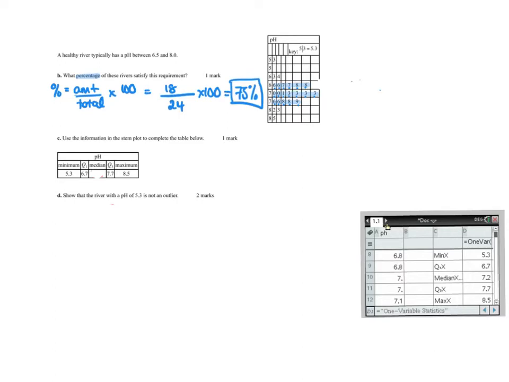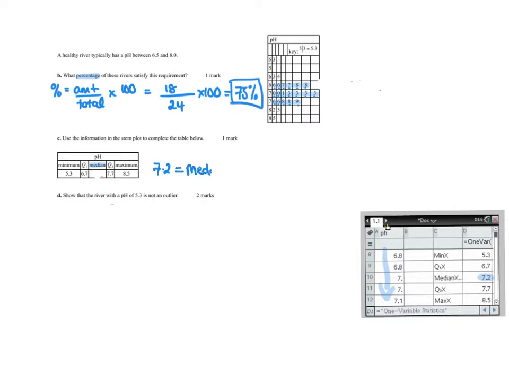Okay, use this information in the stem and leaf plot to complete the table. So obviously you needed to get the median. You could type all the lists in, which is what I've done down here, and look for the median, and found that it is 7.2. So there's one way to find it. So 7.2 equals the median.